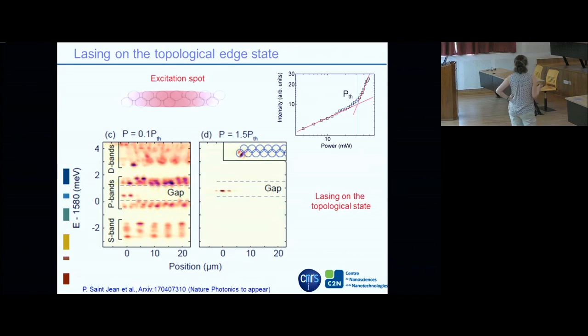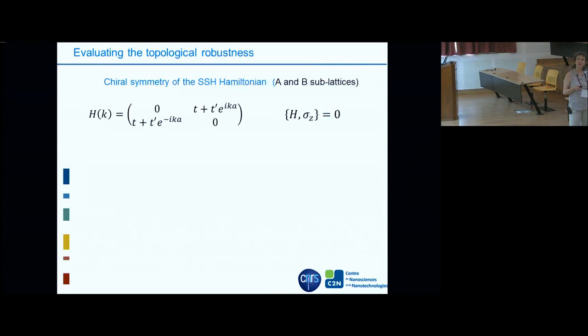Then the question is, are we just looking at regular lasing on a topological state, or can we say that it's a topological laser, which means that it has some robustness, which is different from what we would obtain from lasing on just a regular localized mode? So we try to think about the symmetry of this Hamiltonian and what we can deduce about the robustness. If we look at this tight-binding Hamiltonian, we see that it commutes with sigma z, the Pauli matrix, which has just 1 and minus 1 on the diagonal. Since there is a 0 on the diagonal, we commute with this operator.